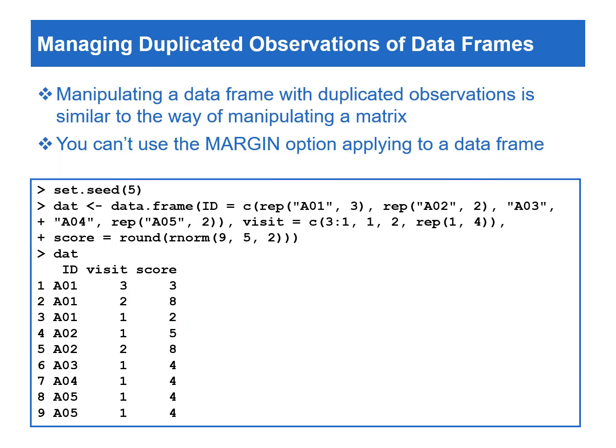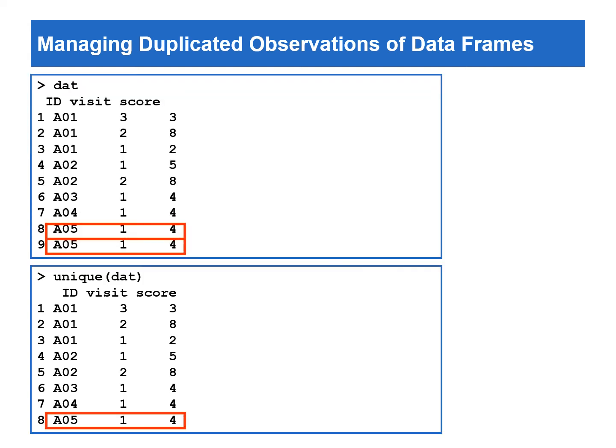When working with data frames, the MARGIN argument cannot be used, because we can only use the unique or duplicated function to either remove duplicated observations, or indicate which observations are duplicates. We will use the dat data frame to illustrate some examples. For example, the last two observations are identical. Using the unique function removes the last duplicated observation.